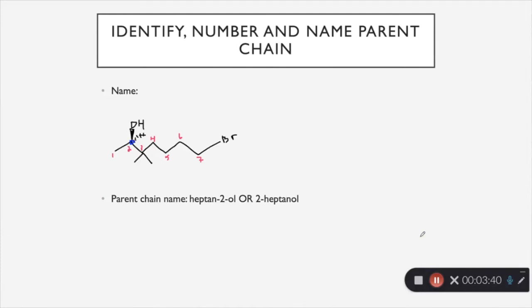So here's step 1. We found the parent chain. We numbered the parent chain going from the side where the hydroxyl will get the lowest number possible, and then we named it. So this is going to be heptan-2-ol or 2-heptanol. And this is the exact same thing as alkenes. This is the carbonyl carbon, which is the carbon where the hydroxyl comes off of. So you need to put that carbonyl carbon either between the root name or right before the root name.